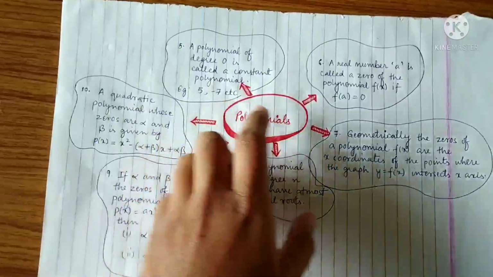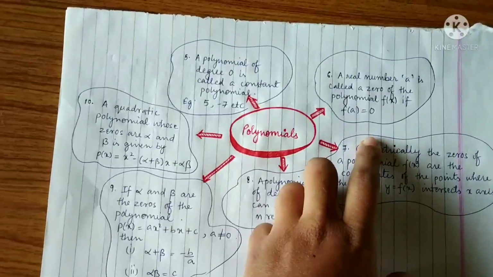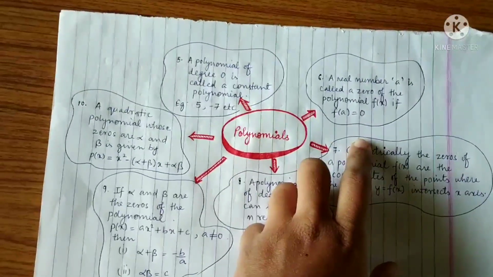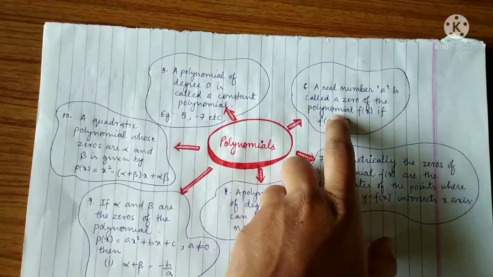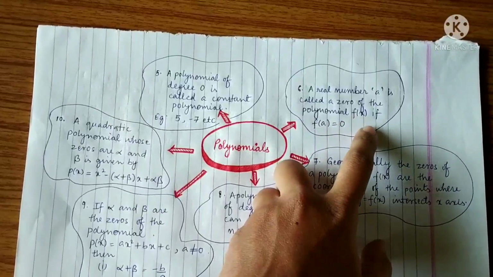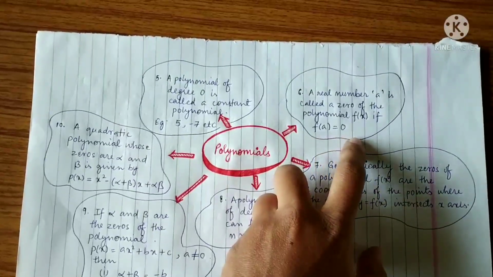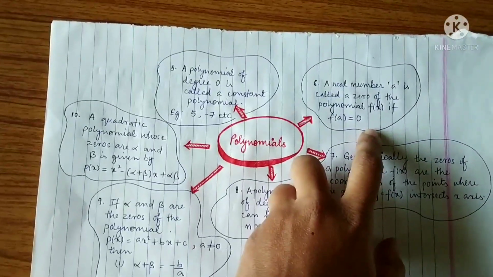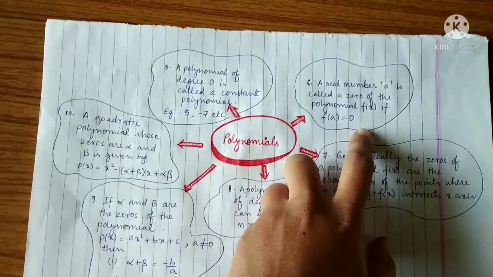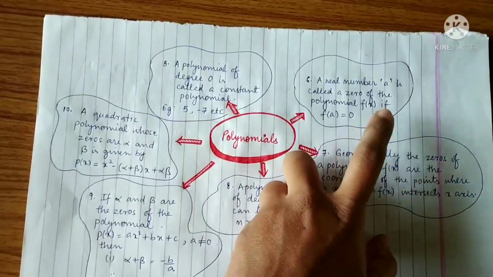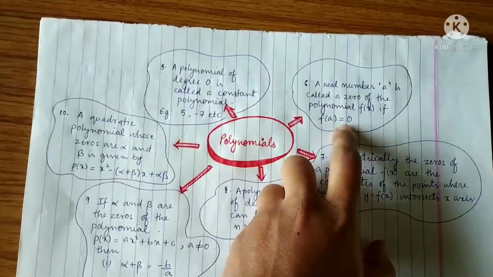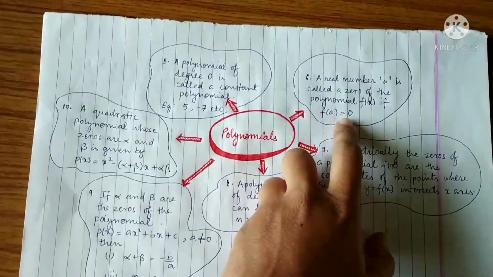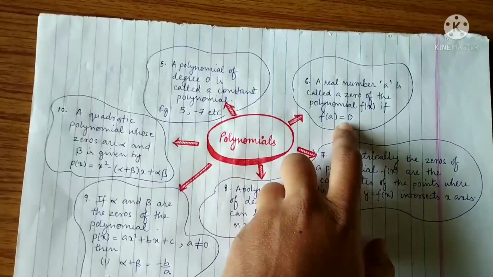Now moving on to the next topic, we will discuss the zero of a polynomial. What is the zero of a polynomial? Any real number a is called a zero of the polynomial f of x if f of a equals 0. Any real number we will call a zero of a polynomial if we put that number in place of x in the polynomial and we get the value of the polynomial as zero, then we call it the zero of the polynomial.